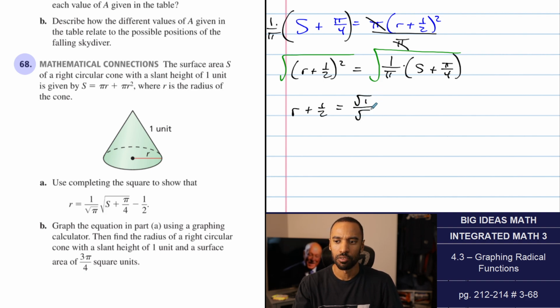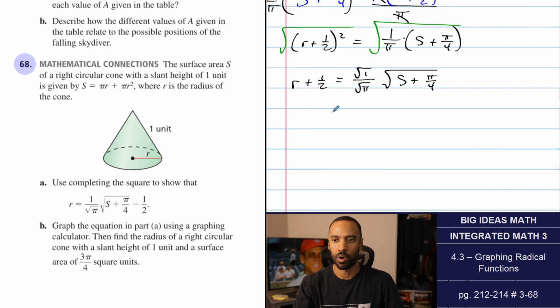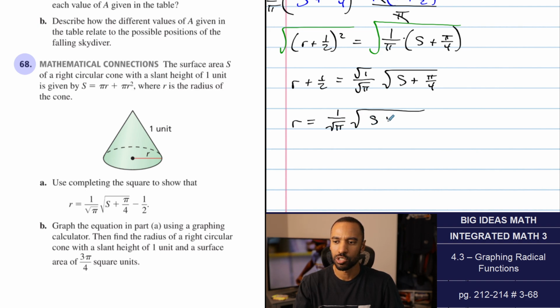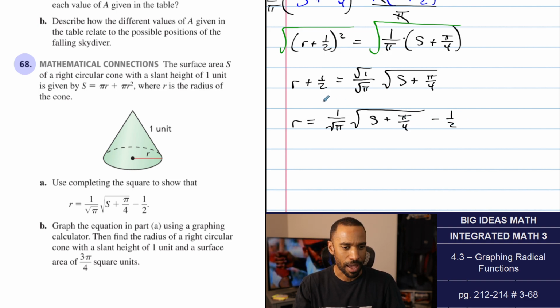Square root of 1 over square root of pi times square root of s plus pi over 4. Now, my last thing to do is subtract 1/2 from both sides, but also the square root of 1 is just 1. So I can write this as 1 over square root of pi times the square root of s plus pi over 4, and all this is minus 1/2. And that matches what they have there.